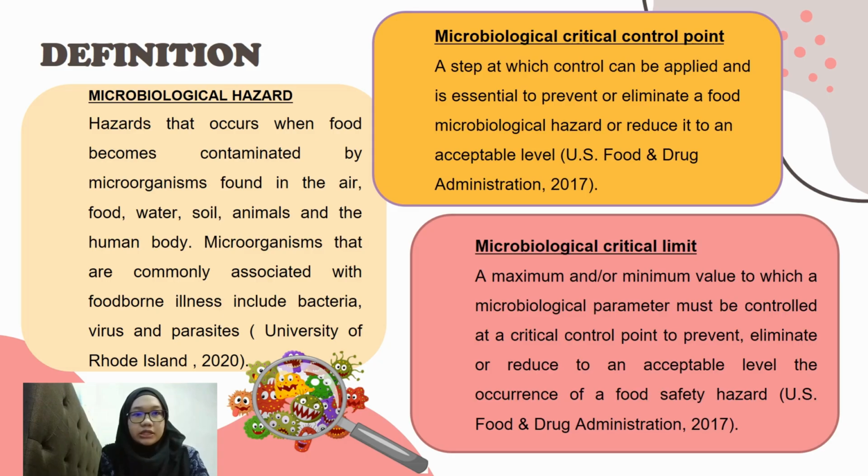First of all, let us take a look at the definition of microbiological hazard. It's a hazard that occurs when food becomes contaminated by microorganisms, which may include bacteria, virus, and parasite. A microbiological critical control point is a step at which control can be applied and is essential to prevent or eliminate a food microbiological hazard or reduce it to an acceptable level.